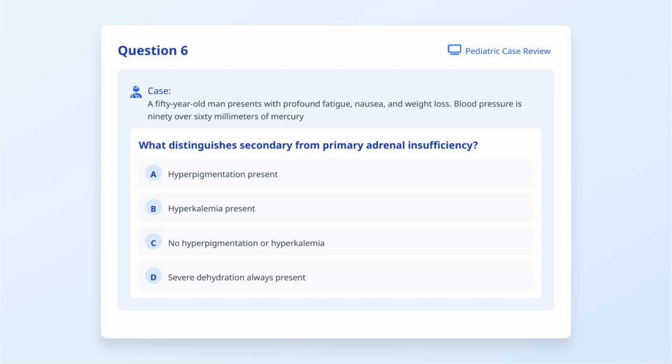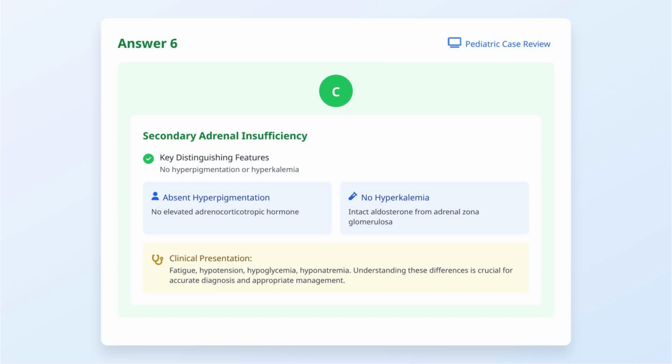Case scenario: a 50-year-old man presents with profound fatigue, nausea, and weight loss. Blood pressure is 90/60 millimeters of mercury. Question: what distinguishes secondary from primary adrenal insufficiency? Option A: hyperpigmentation present. Option B: hyperkalemia present. Option C: no hyperpigmentation or hyperkalemia. Option D: severe dehydration always present. The correct answer is C.